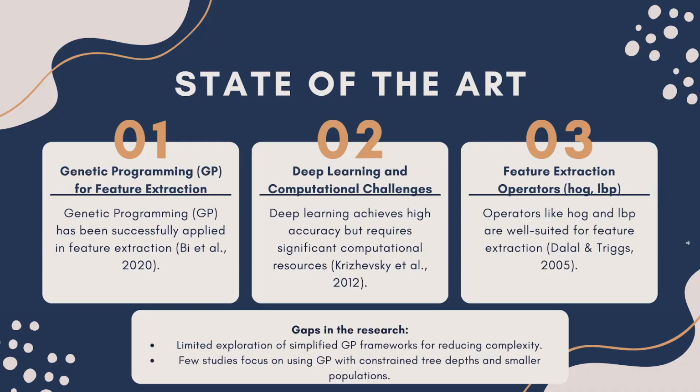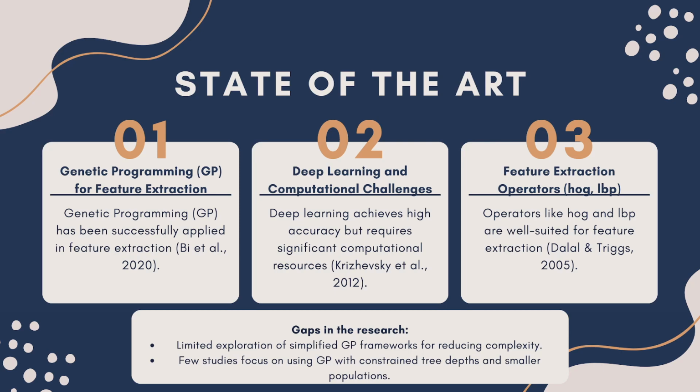Let's talk about the state of the art. Our project is built upon previous work in the field. First, genetic programming has been successfully applied to feature extraction, as demonstrated in the study by B. et al. in 2020. Second, while deep learning methods achieve high accuracy, as shown by Krizhevsky in 2012, they require significant computational resources, which limit their accessibility.